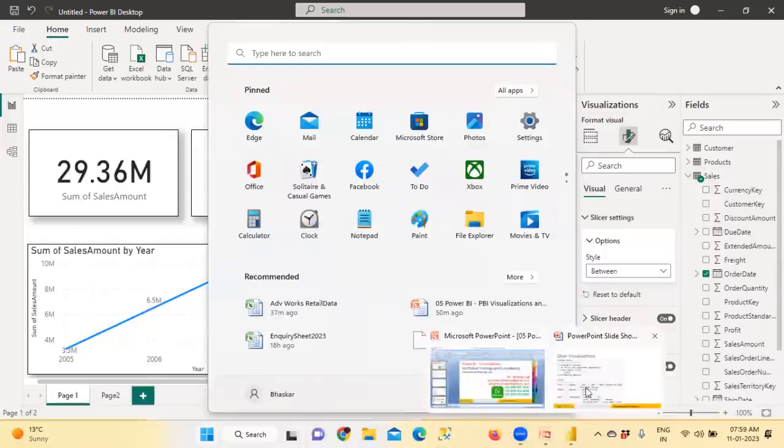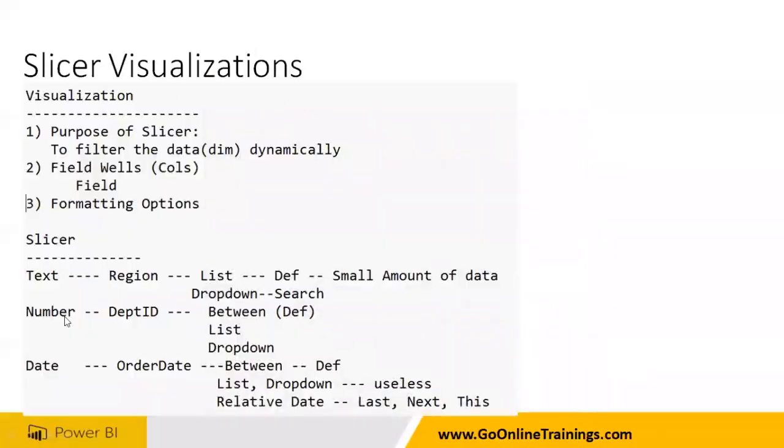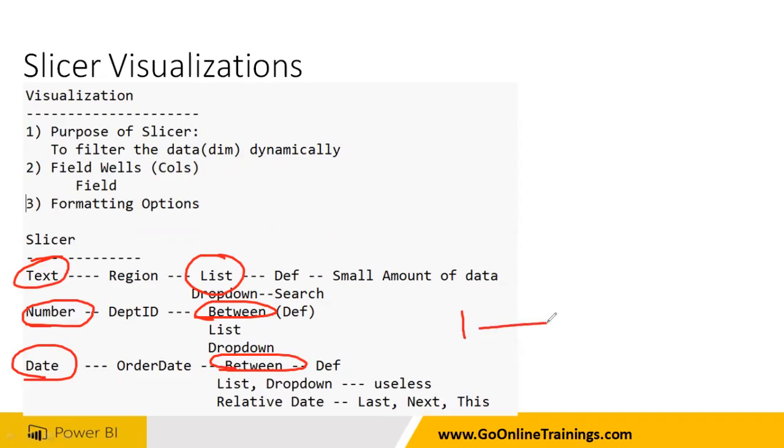So instead of showing the list, other forms can be shown. If the slicer has textual data, a list is going to be shown. If you drag and drop number data, it is going to be shown as between. When you drag and drop date data, it is going to show between, meaning from this to this. I wanted to have a start date and an end date. Between these two dates, what are the sales I wanted to have?